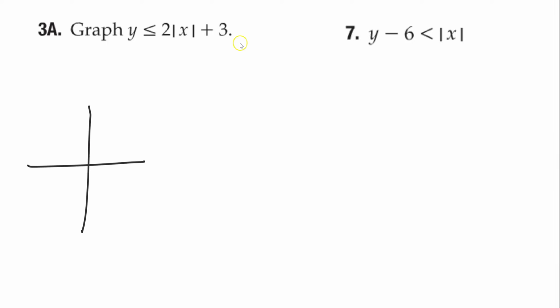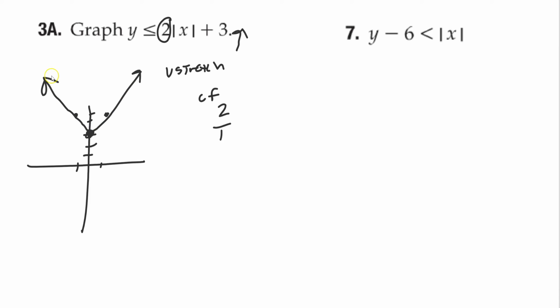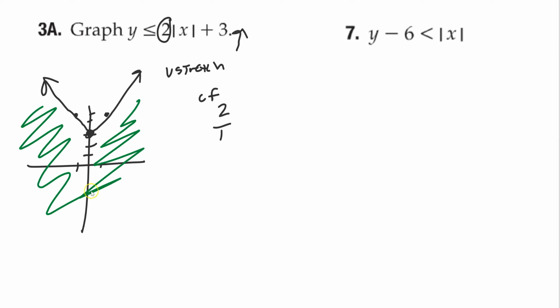Plus 3. So remember, I'll move it up 3. Notice there's a 2 on the outside, so it's a vertical stretch of 2. Could treat that like a slope. I'm going to go right 1 up 2. Left 1 up 2. Solid line, so make that solid. Now it's in proper notation, so less than means below. But again, if you're not sure, pick a test point.